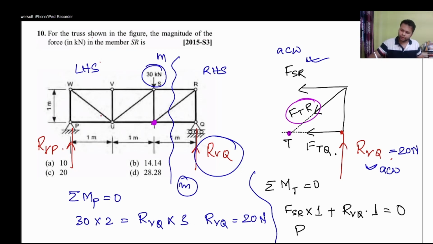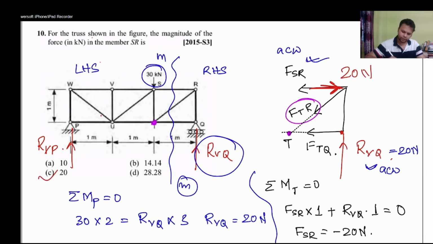From here you can find out the value of FSR. FSR is equal to minus 20, minus RVQ, that is equal to minus 20. So why is there the minus sign? The minus sign implies that the direction of FSR which we have taken is actually wrong. The direction will be towards right. The force FSR is towards right, and the magnitude of the force is 20.